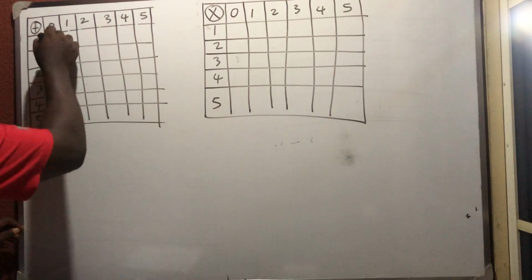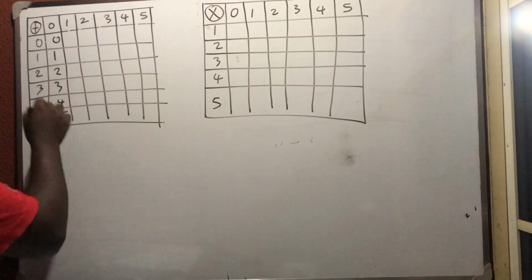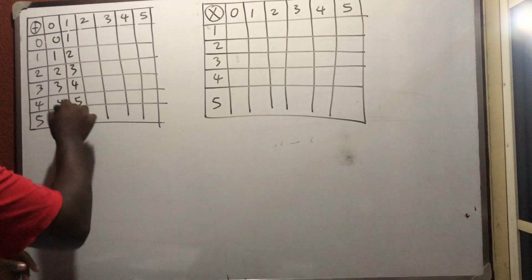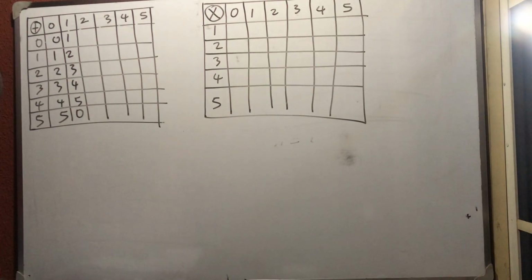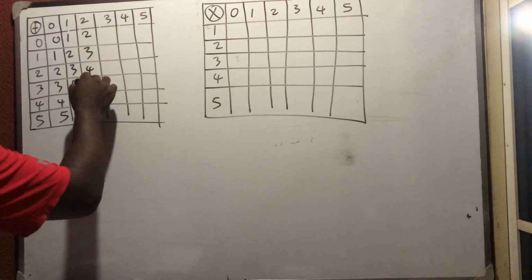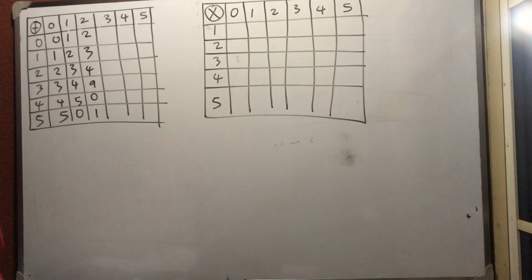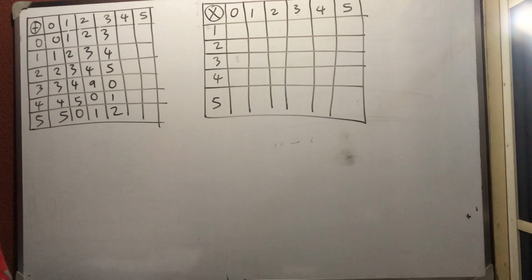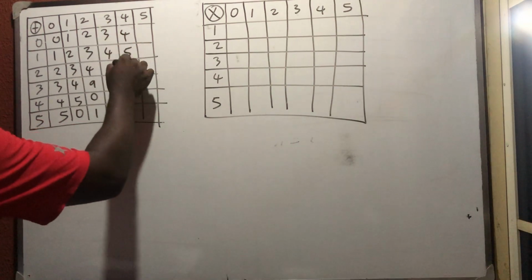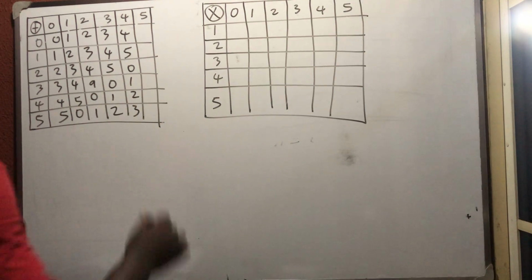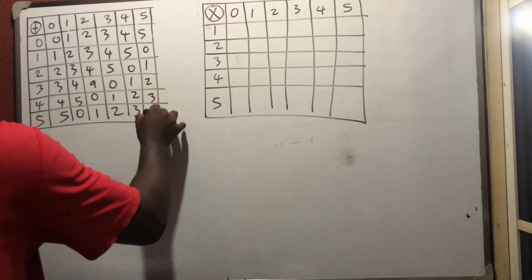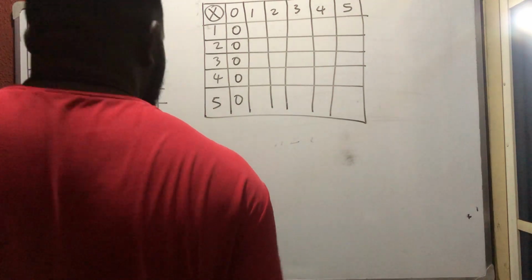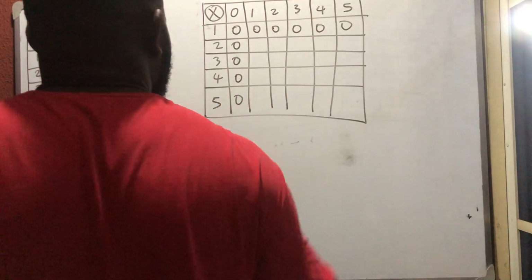And then the rows are filled in, for example 0, 1, 2, 3, 4, 5, then 1, 2, 3, 4, 5, 0, then 2, 3, 4, 5, 0, 1, and so on. Then this one is all 0s. So this is 0.